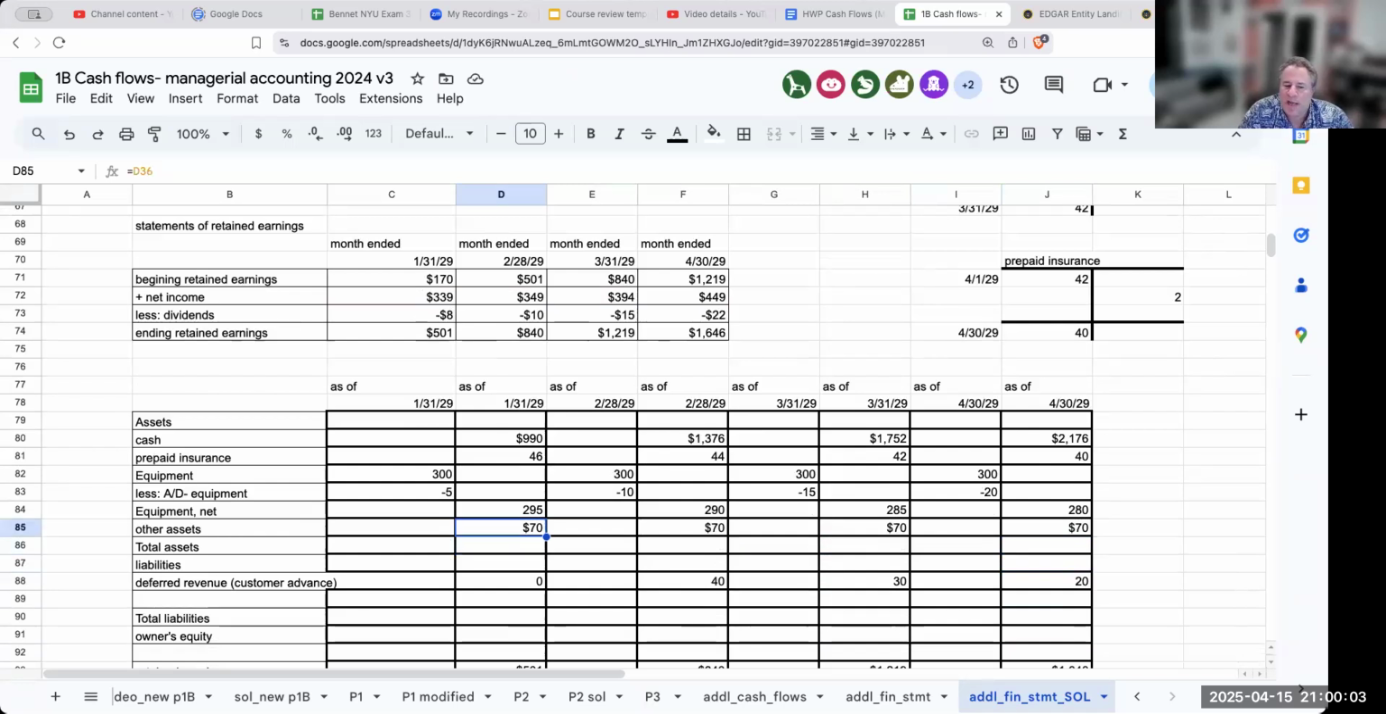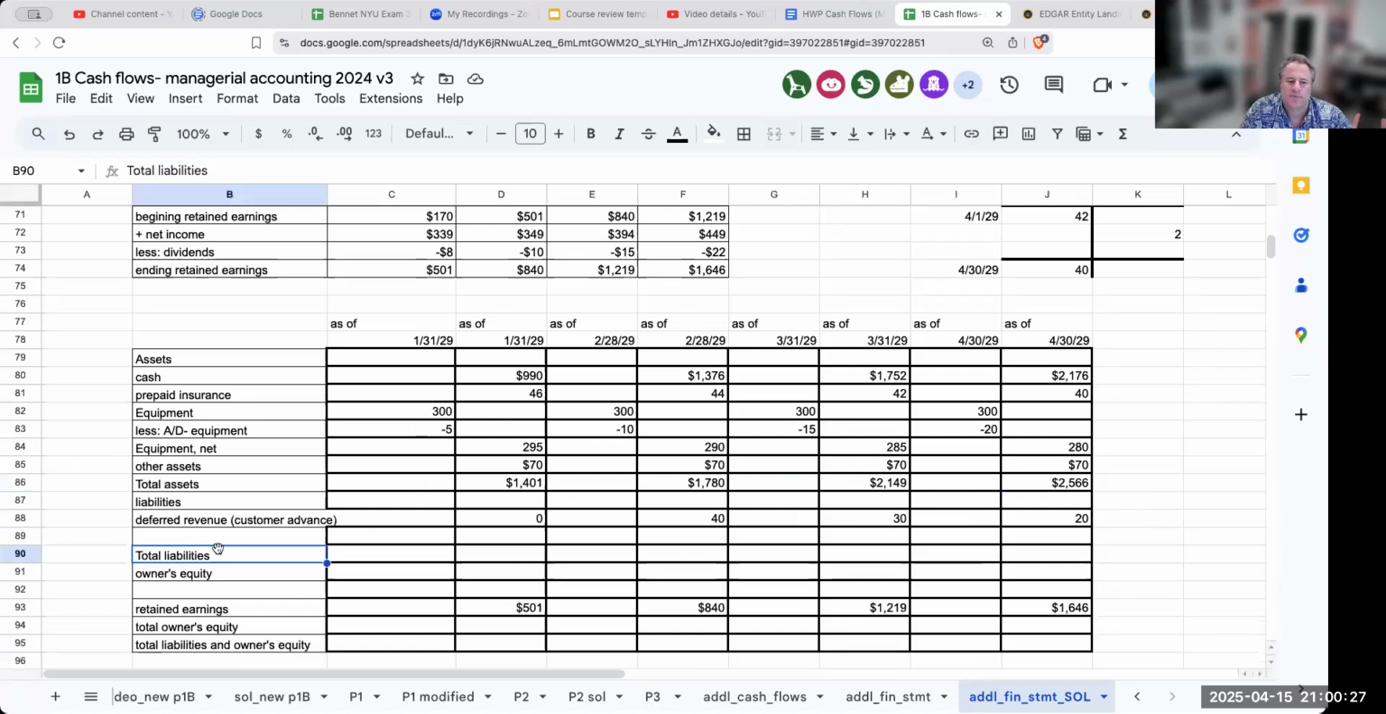So our total assets are going to be the cash plus the prepaid insurance plus the equipment net plus the other assets, a total of 1401. For February, it's going to be 1780. For March, it's going to be 2149. And then for April, it's going to be 2566.